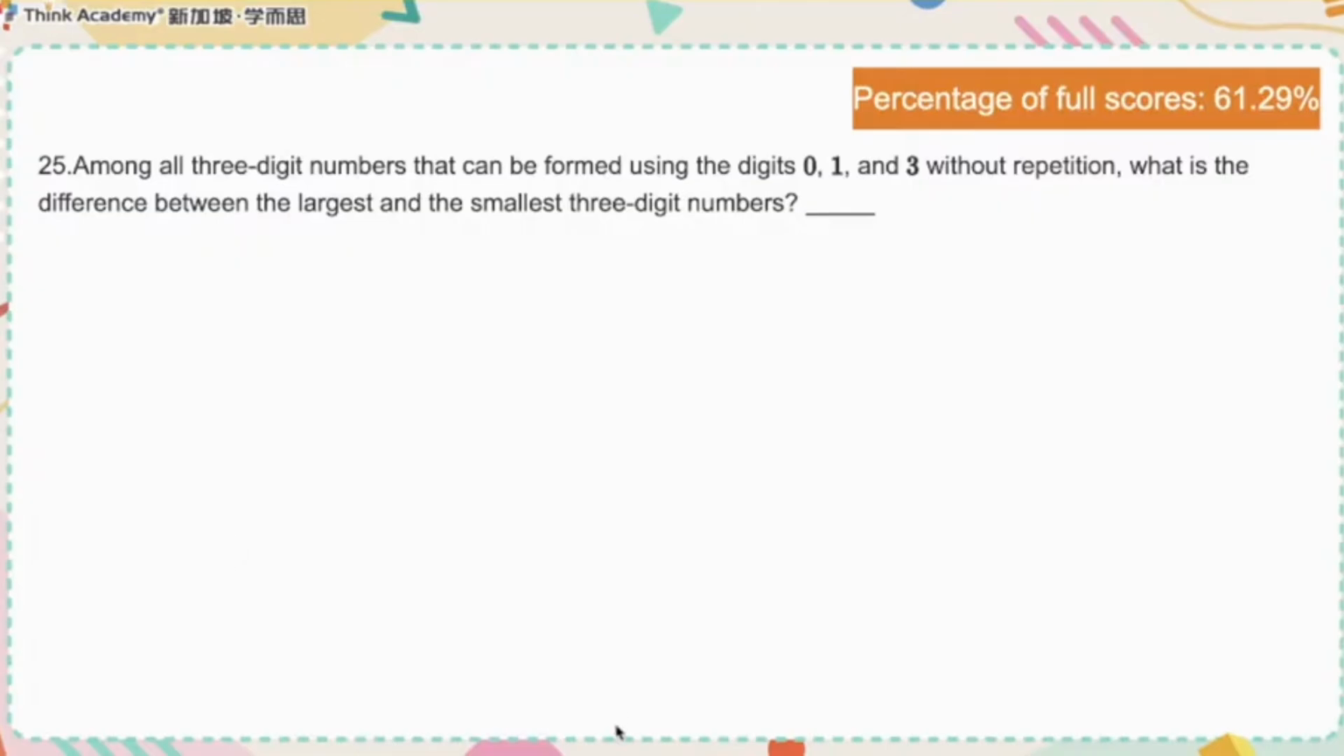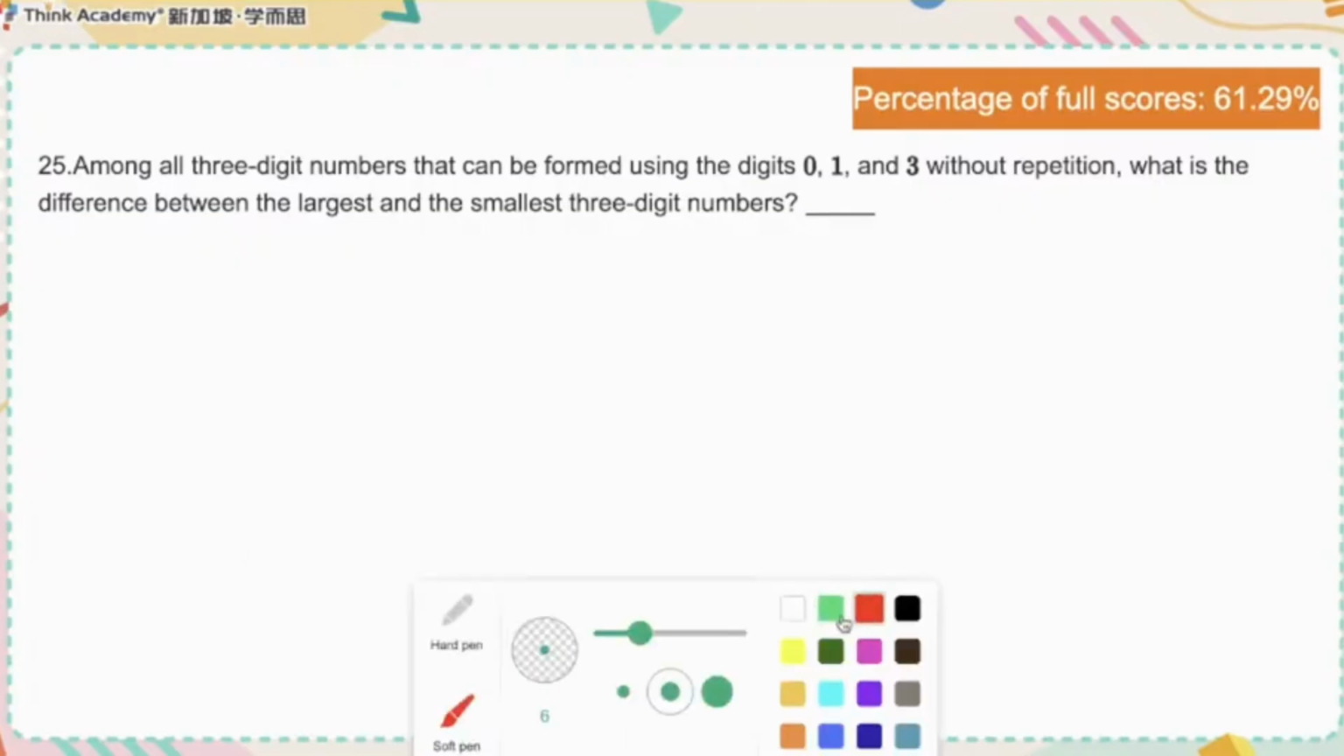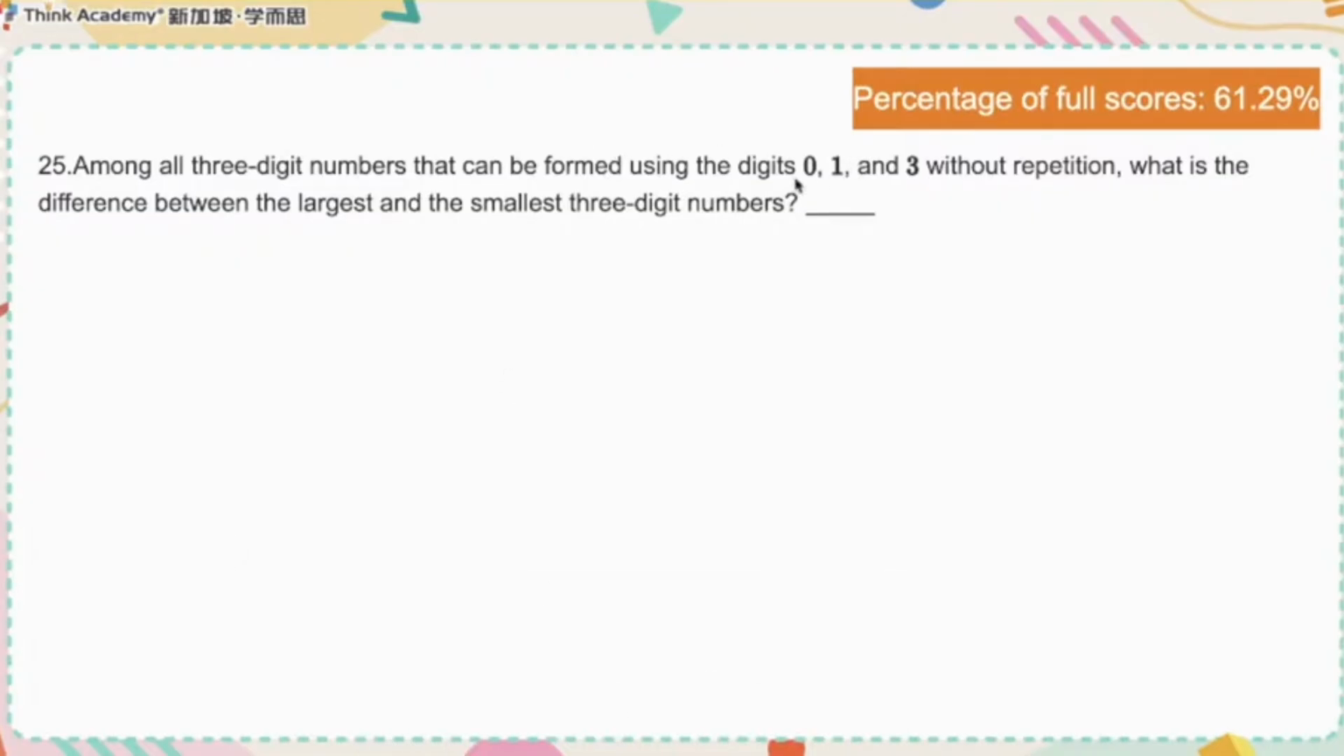Then the last question. This one, not bad. Let's take a look. Among all 3-digit numbers that can be formed using the digits 0, 1, 3 without repetition, what is the difference between the largest and the smallest 3-digit numbers? Actually, the biggest is 310 minus the smallest one is 103, give us 207. The final answer is 207.